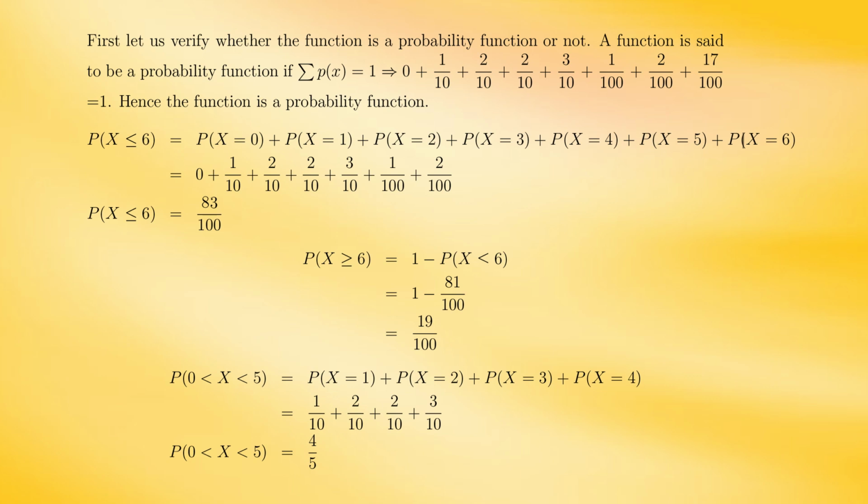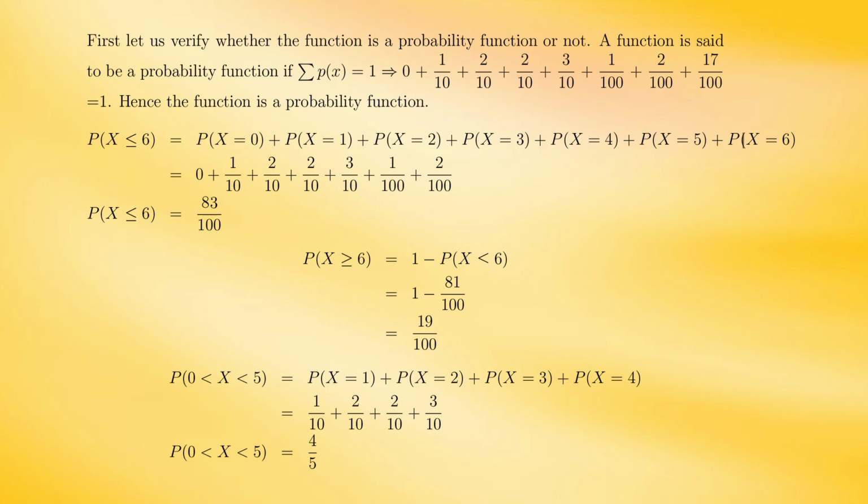That is, adding 0 plus 1 by 10 plus 2 by 10 plus 2 by 10 plus 3 by 10 plus 1 by 100 plus 2 by 100 plus 17 by 100, we get their sum is equal to 1. Hence, the distribution is a probability distribution.